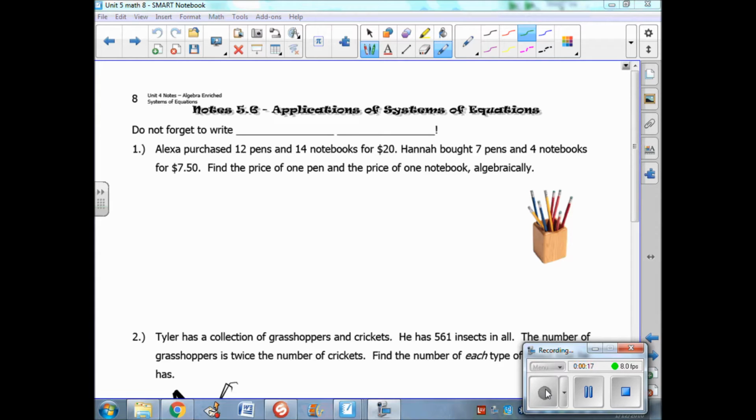So the key is, like with any word problem, we've got to pick out our key math words. We may need to underline or highlight, and then we've got to write the equations, and then you're going to be able to solve those problems from there.